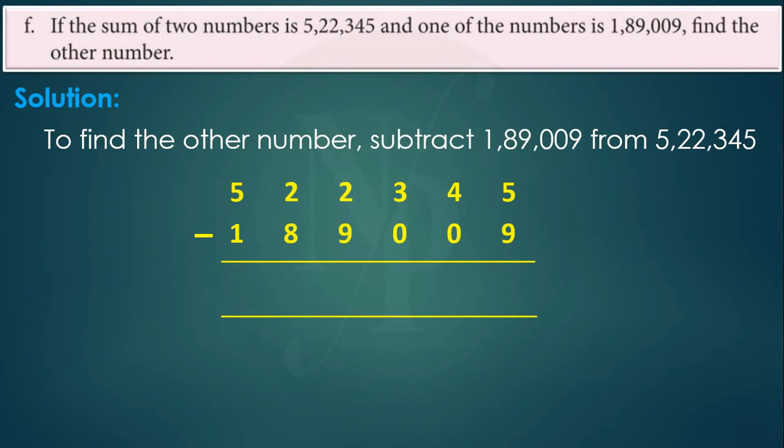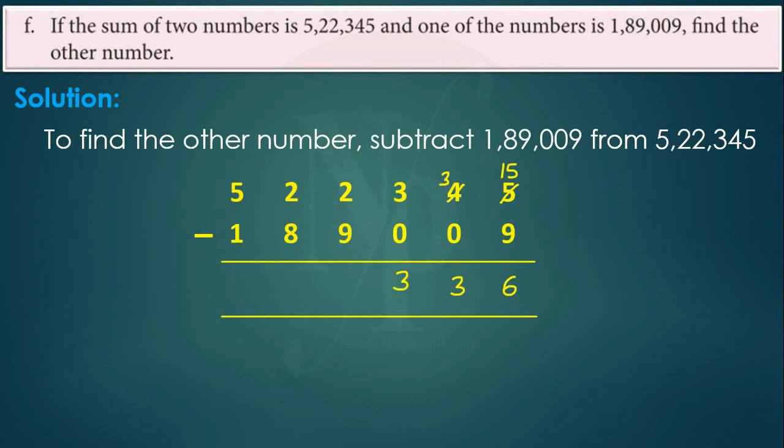Let us subtract now. Starting from 1's place. Subtracting 9 from 5 is not possible. We have to regroup. Make this 3 and this as 15. 15 ones. Subtracting the 9 ones from 15 ones, you get 6 ones. Here 3 minus 0 is 3. Again 3 minus 0 is 3.